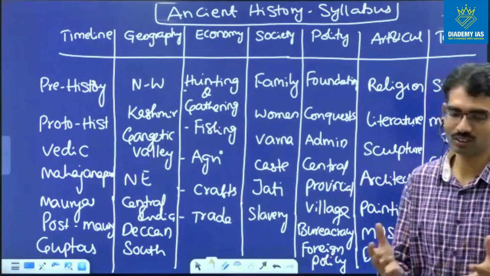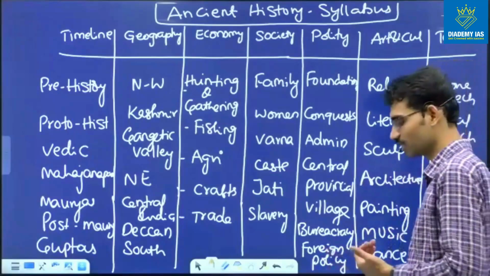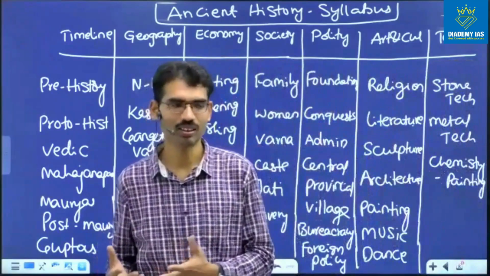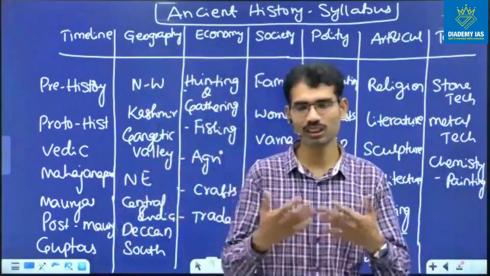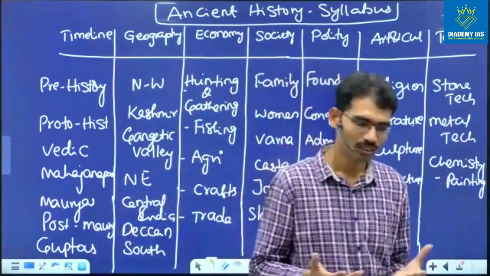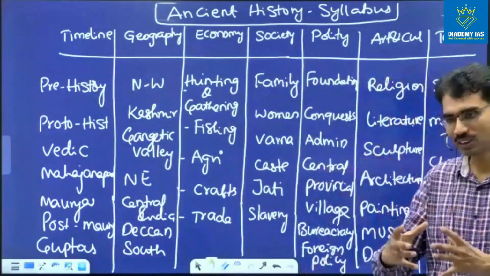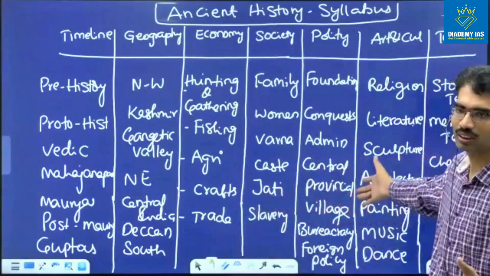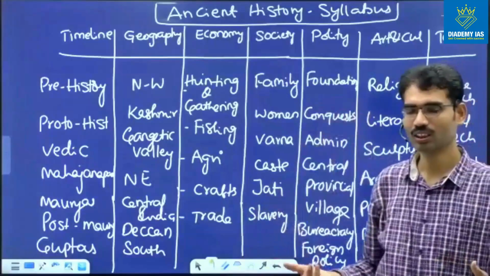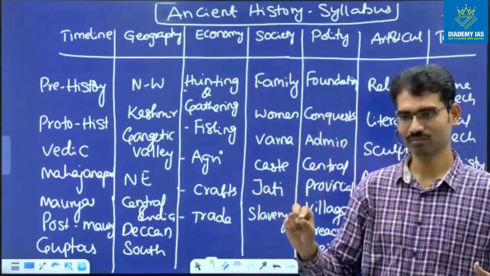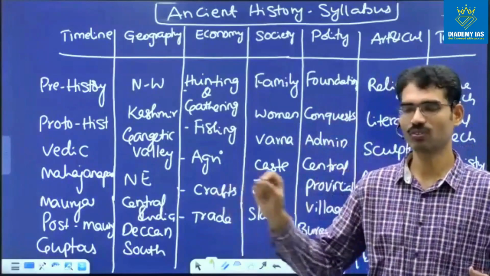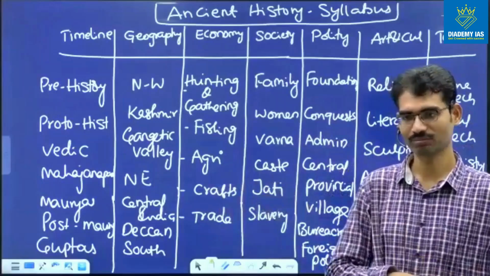Whatever resources we have, whatever archaeological resource, whatever literary resource, whatever modern historians, based on those arguments only we give the answer. That is why you will not get much space to elaborate. Because for 100 marks, 200 or 250 words, you will only mention it. You mention the resource, you mention what this resource is saying.